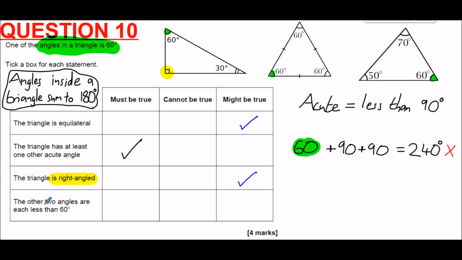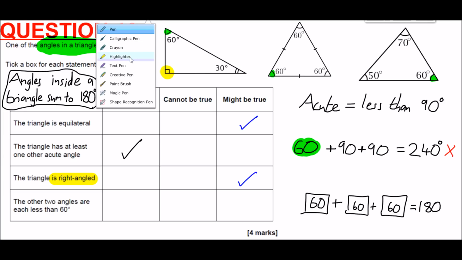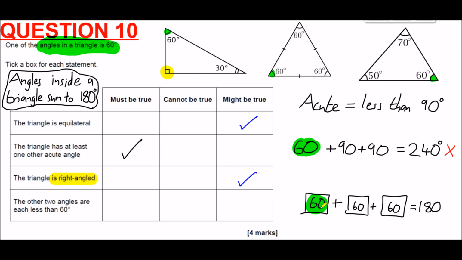This final point here says the other two angles are each less than 60 degrees. Well, if they're all 60 degrees, 60 plus 60 plus 60 makes 180 exactly. So that would work. So one of them's got to be 60, according to the question. So if the other two are both less than 60, that can't add up to 180, it's going to be less. If the other two are exactly 60, and the first one is 60, it adds up to 180 exactly.